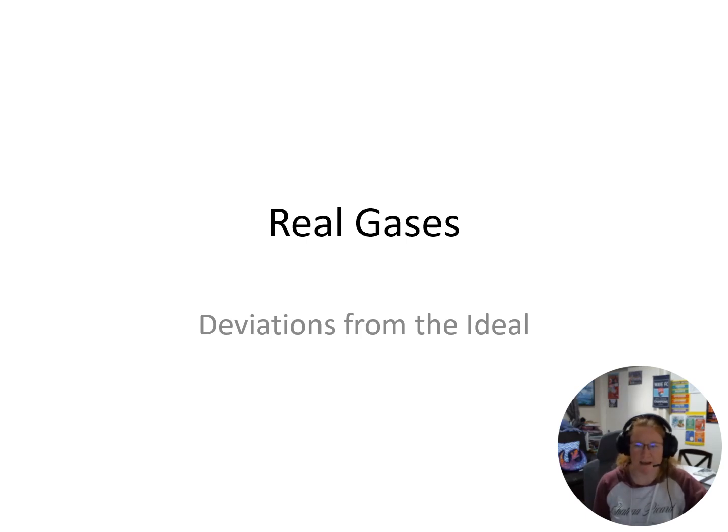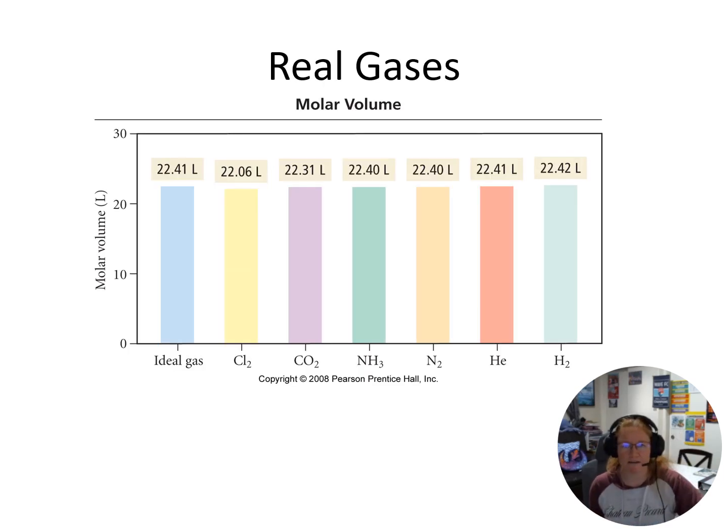The last thing we're going to look at is understanding how real gases deviate from the ideal. Everything we've talked about so far, we're assuming that gases are behaving in an ideal fashion. But reality is oftentimes murkier than the ideal situation. So here are some ideal gases.